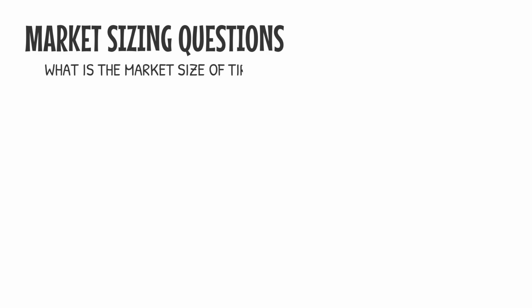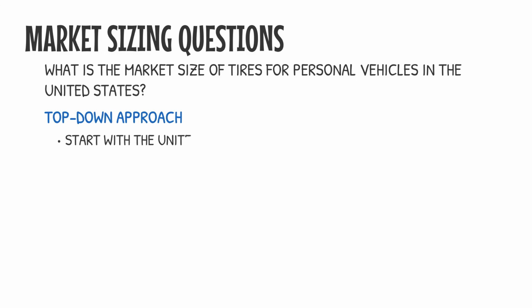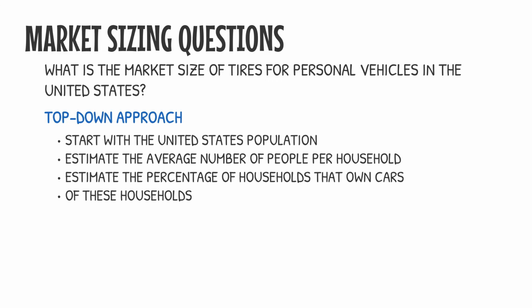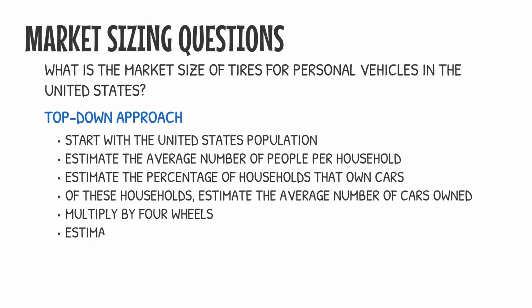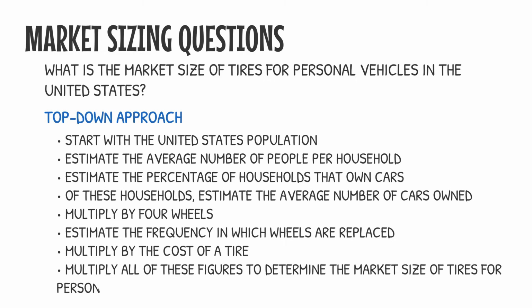What is the market size of tires for personal vehicles in the United States? To solve this market sizing question, we can use a top-down approach. Start with the United States population. Estimate the average number of people per household. Estimate the percentage of households that own cars. Of these households, estimate the average number of cars owned. Multiply by 4 wheels. Estimate the frequency in which wheels are replaced. Multiply by the cost of a tire. And then multiply all of these figures to determine the market size of tires for personal vehicles.